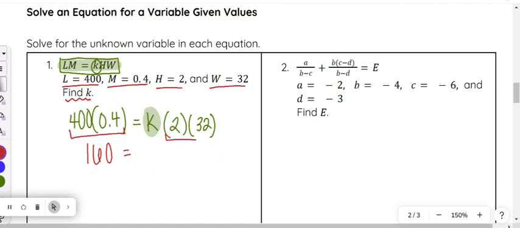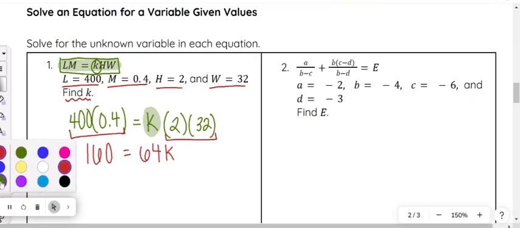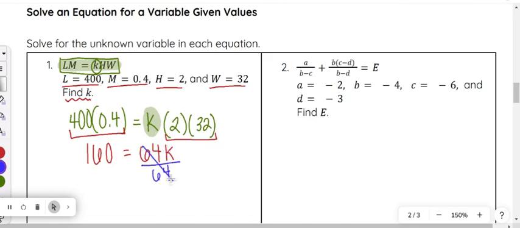And then over here, 2 times 32 is 64k. Once we have that, we can use our inverse operations to get k by itself. To start, we divide both sides by 64. That way it isolates k. 160 divided by 64 comes out to be 2.5. So the value of k is 2.5.